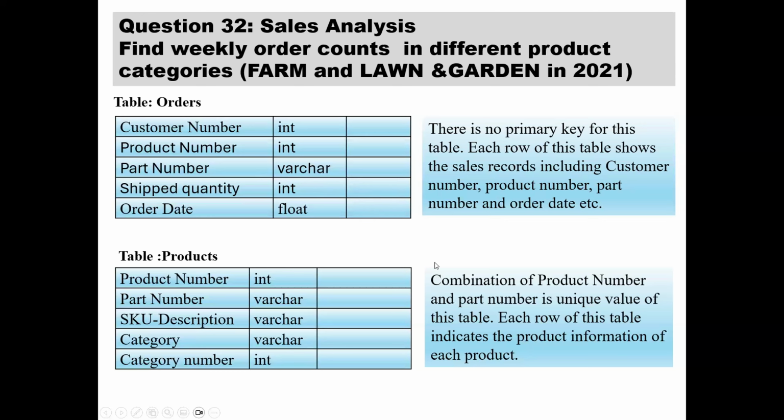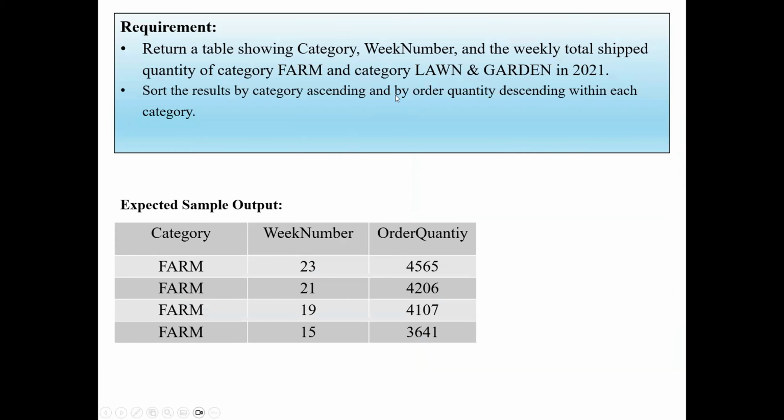Then we have a products table. This table contains product number and part number, SKU description, category, such as farm or lawn and garden, and category number. The combination of product number and part number is unique in the products table, and that's what we'll use to join orders with products. Our final goal: return a table showing category, week number, and the weekly total shipped quantity. Then sort the results by category ascending and by order quantity descending within each category. The sample of the expected output is like the following table.